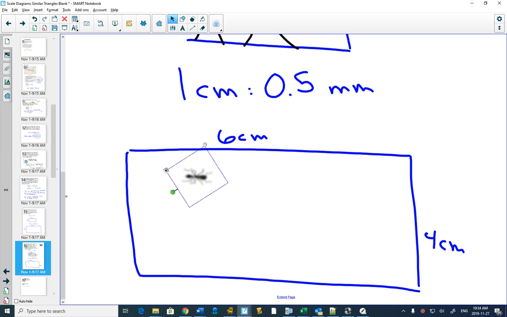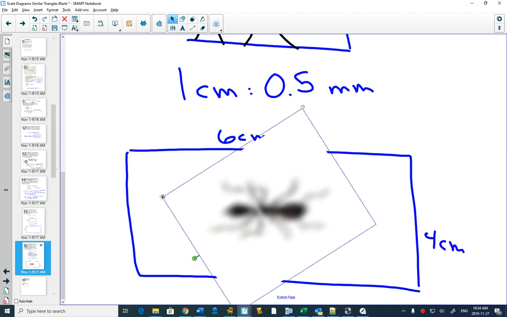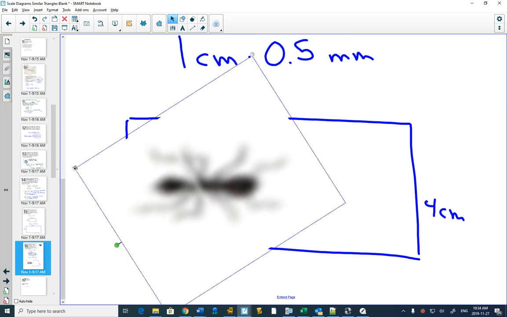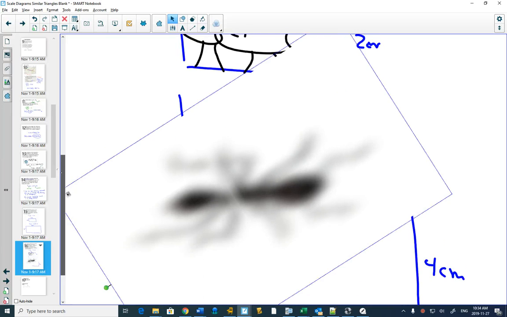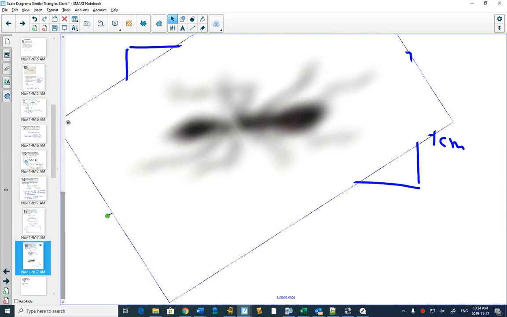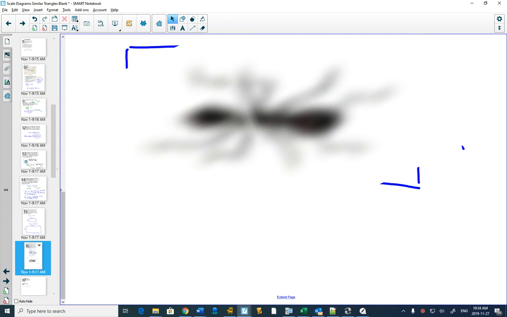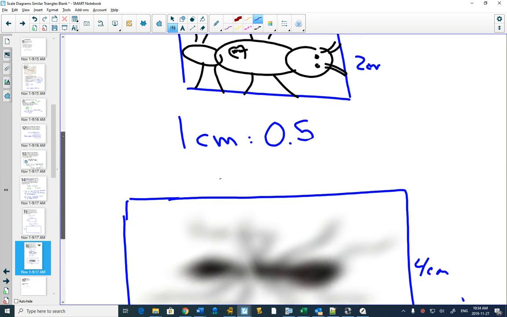Oh, check it out. Trying to fit this thing into that box. What? That's a big, thick ant. It's a fuzzy ant, but it's pretty blurry. I now enlarged it to fit into this 6 centimeter by 4 centimeter box using this new scale.